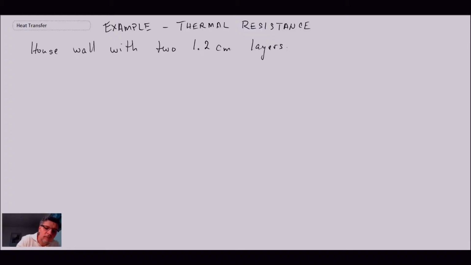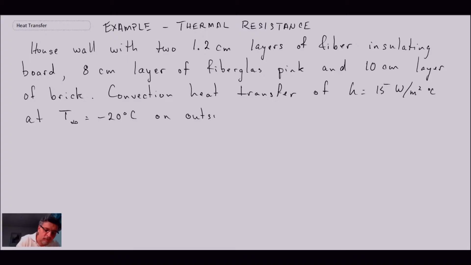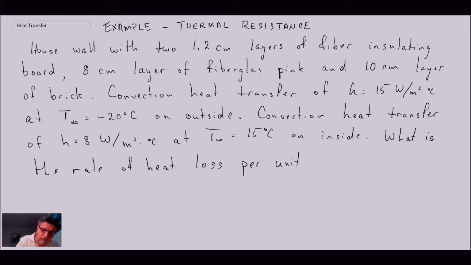In the last segment, we came up with the idea of thermal resistances, and it is basically a bit of a shortcut technique for calculating conduction problems. So what we're going to do now is work an example problem involving thermal resistances and heat loss through the wall of a house.